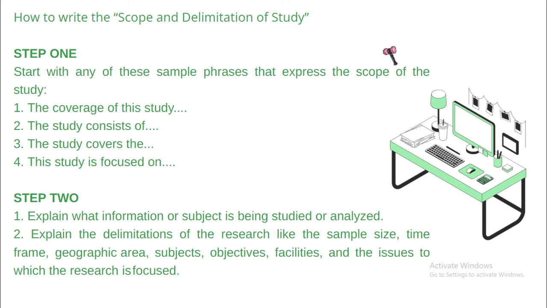For step two, explain what information or subject is being studied or analyzed. For the scope and delimitation, you have to discuss what your study is and what you are trying to analyze. Explain the delimitation of the research, like the sample size, time frame, geographic area, subjects, objectives, facilities, and the issues to which the research is focused. As you can see here, we have the delimitation. Like I said, this is something that you are trying to limit in your study, so you have to mention the factors that you are trying to delimit.